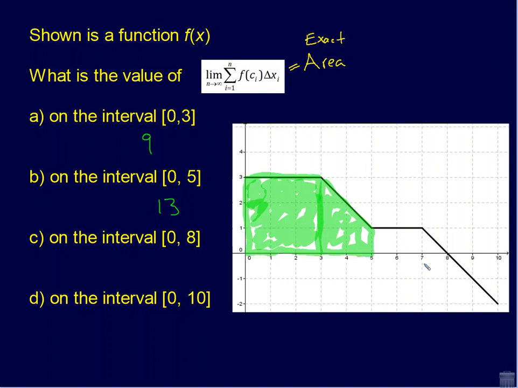To go from 0 to 8, I'm adding 2 additional whole squares and then this half of one. So I should be getting 15 and a half.